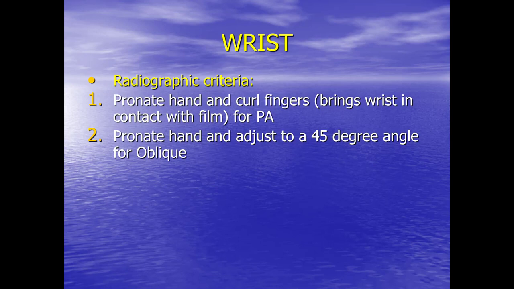When you curl their fingers, what that does is it drops the wrist down closer to the film, so it has a contact with the film. This is going to cause a decrease in OID, so there'll be a decrease in magnification, which will cause an increase in our recorded detail, or in computer language we call that spatial resolution.